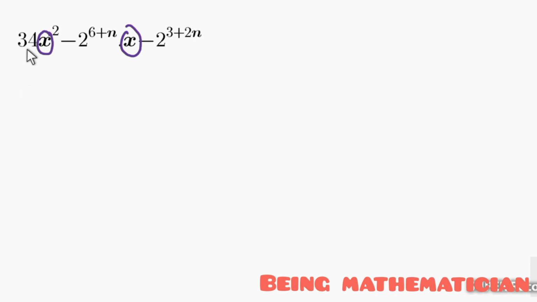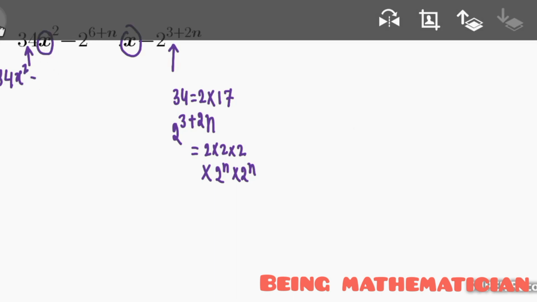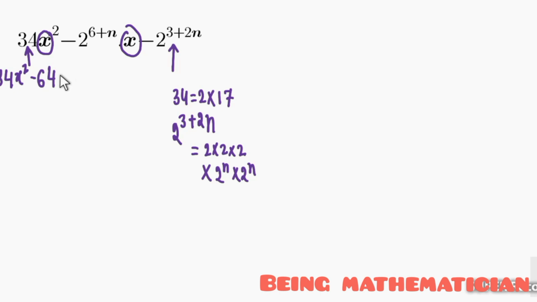So clearly we factorize 34 and 2^(3+2n). 34 is equal to 2 times 17, and 2^(3+2n) is equal to 2 times 2 times 2 times 2^n times 2^n. Therefore we simplify this expression and we get 2^6, that means 64, times 2^n x, and 2^(3+2n).